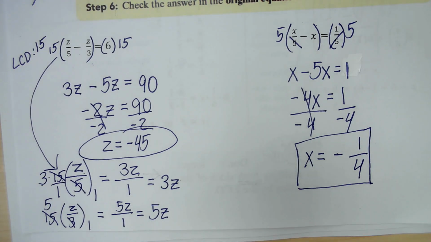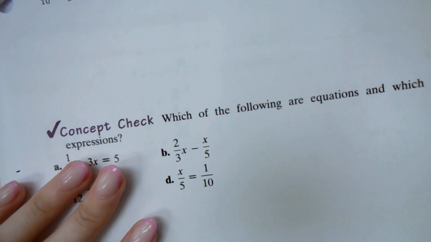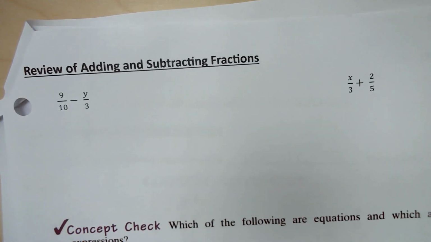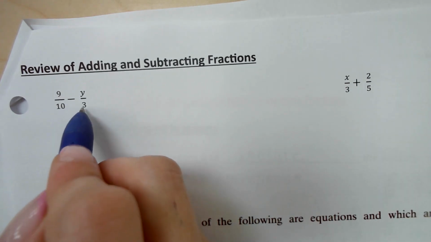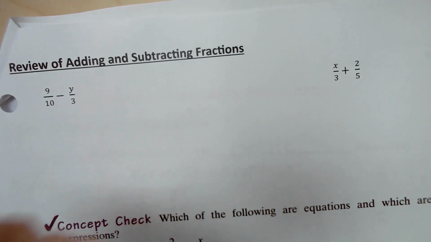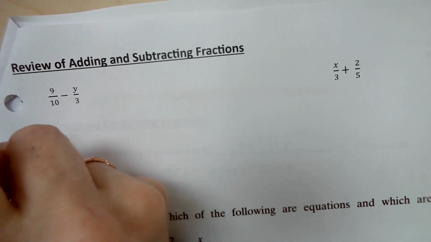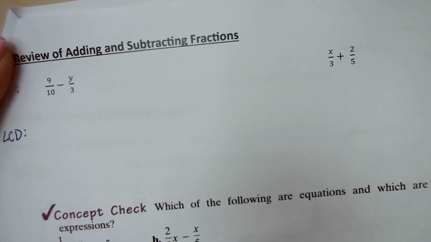All right, we're getting there. Go ahead and flip to the last page. We're just going to do a quick review of adding and subtracting fractions, and then we're done. So 9 over 10 minus y over 3. We need to find the LCD of these two fractions.